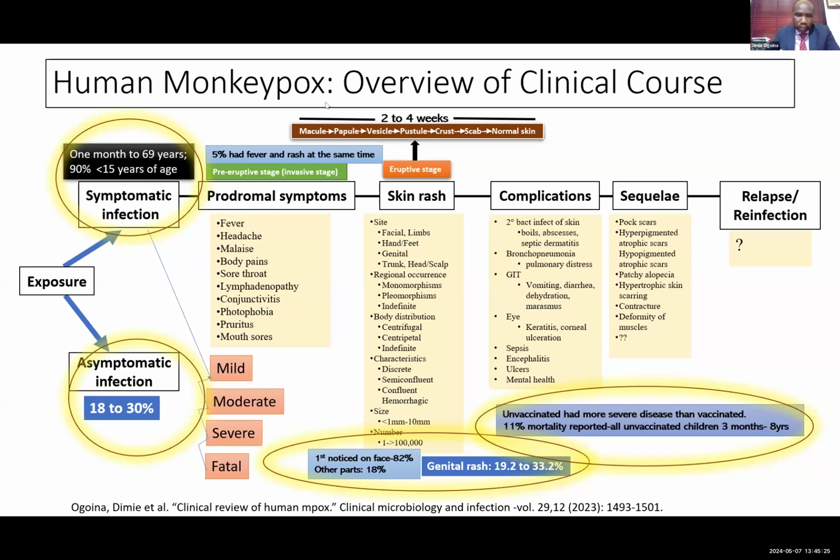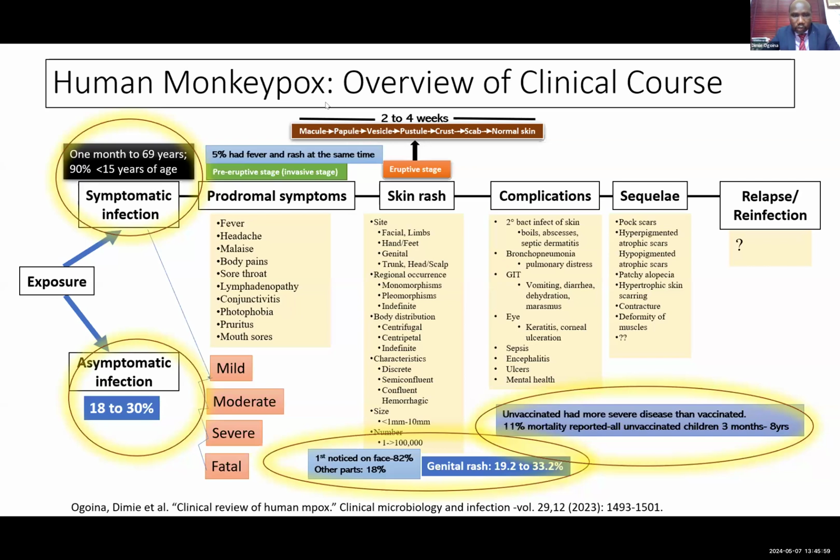It just says that following exposure, a patient can develop either symptomatic or asymptomatic disease. For symptomatic disease, there are four categories: it could be mild, moderate, severe, or it could result in a fatality. Usually 50 to 70% of patients, depending on the source of exposure, may develop what we call prodromal symptoms. I've listed some of them here, which are symptoms we are very familiar with, common to most other infectious diseases.